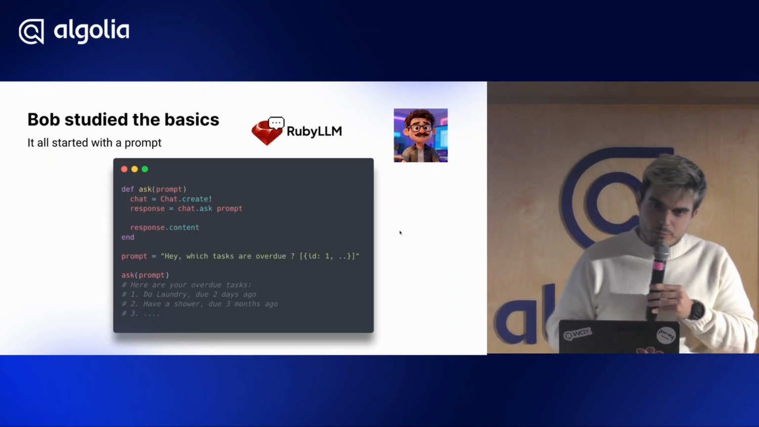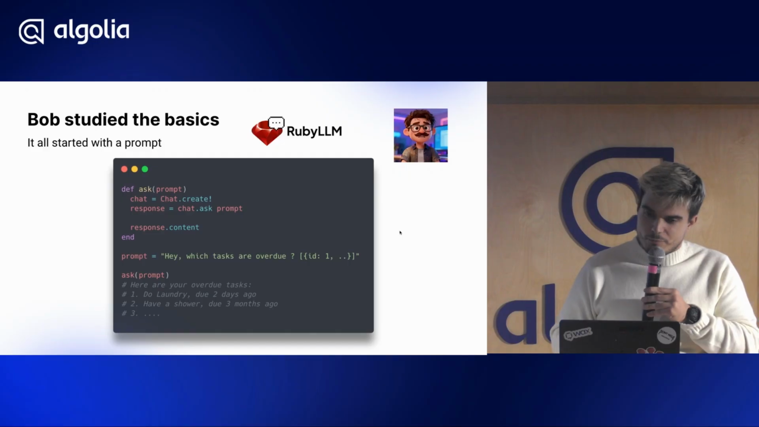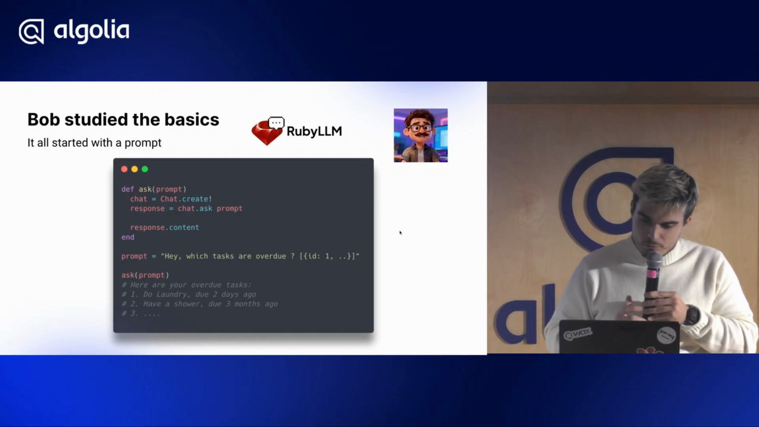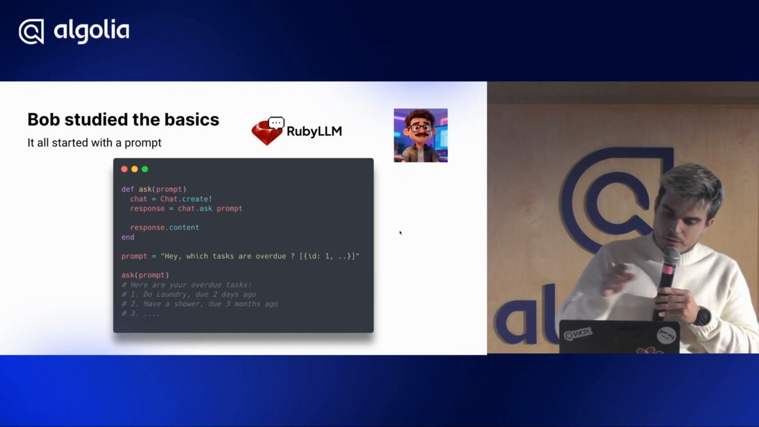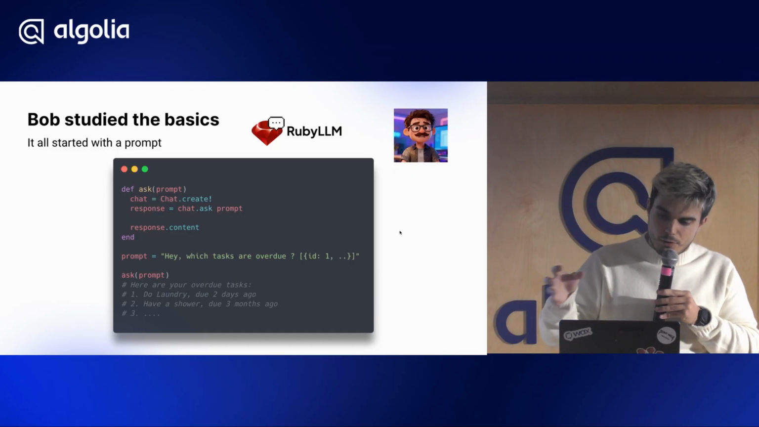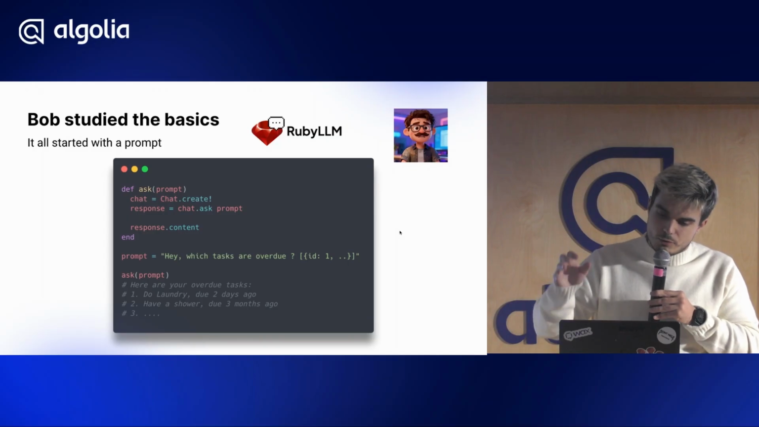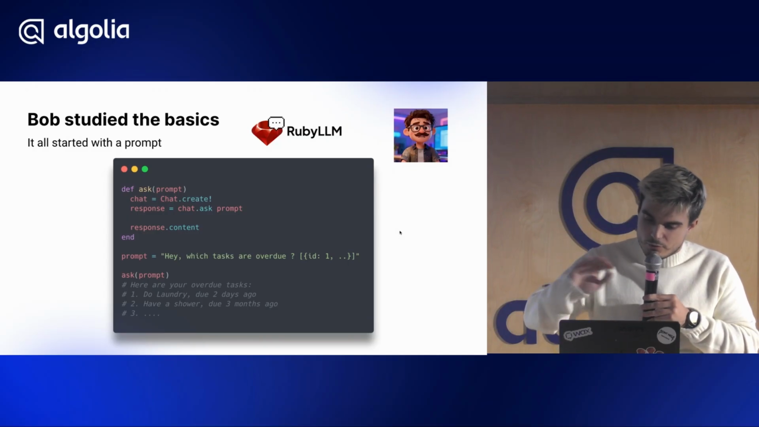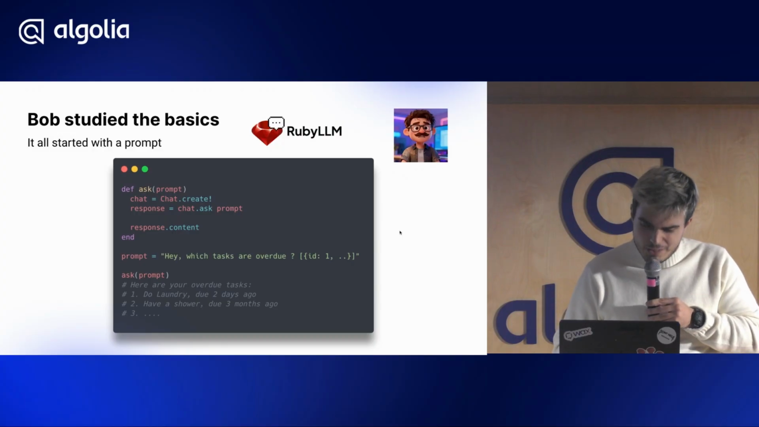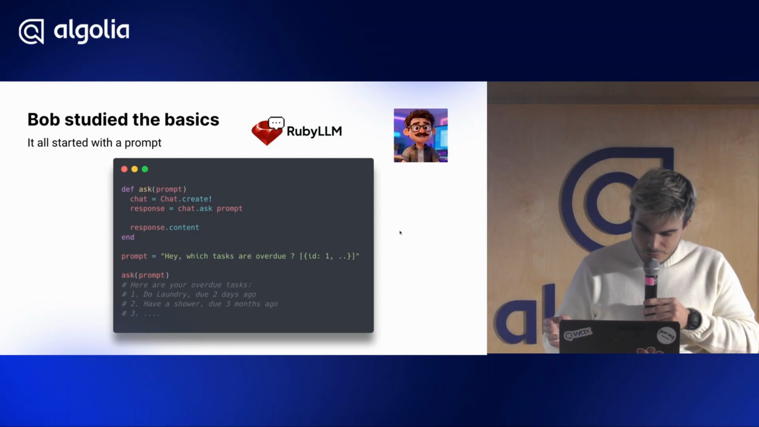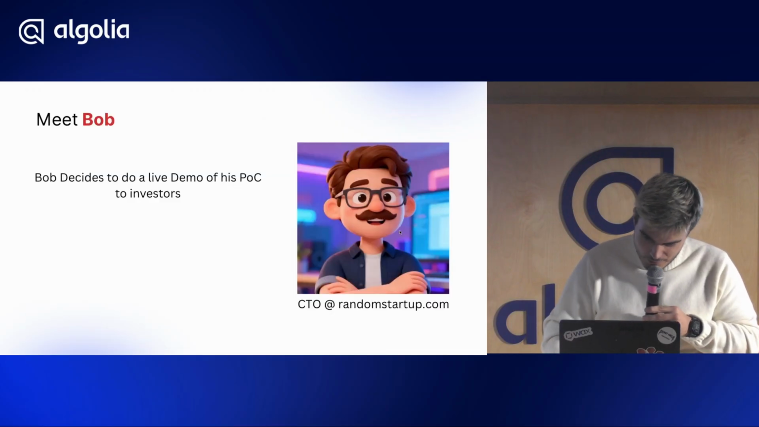So he installs Ruby LLM, which is a great Ruby gem. If you haven't tried it, just go experiment with it. Basically it looks like that. You have a chat that you create. Then you call chat.ask. Ask is a method from Ruby LLM. You give it a prompt and you get a response. So for, hey, which tasks are overdue with that JSON, it will return: here are your overdue tasks. Do laundry, due 2 days ago. Have a shower, due 3 months ago. So it's my to-do, but yeah.